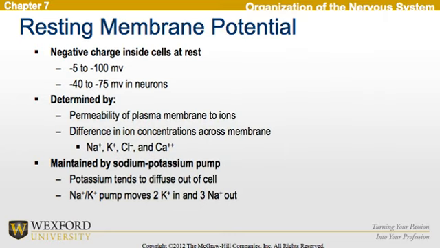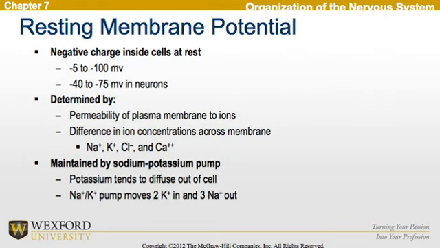Part of the neuron involves a resting membrane potential. What we see is a negative charge inside the cell at rest, which is -5 to -100 millivolts, and -40 to -75 in neurons. This is determined by the permeability of the plasma membrane to ions, as well as the difference in ion concentrations across the membrane, which include sodium, potassium, chloride, and calcium.